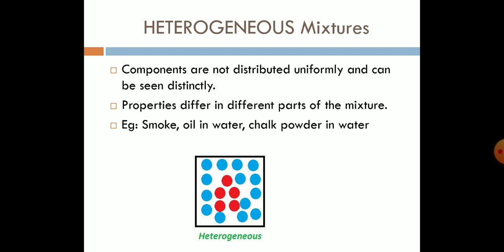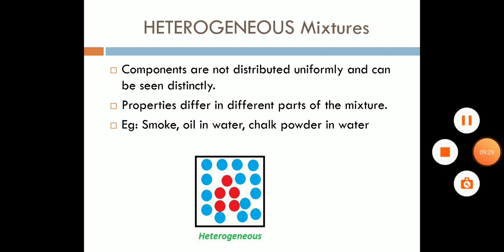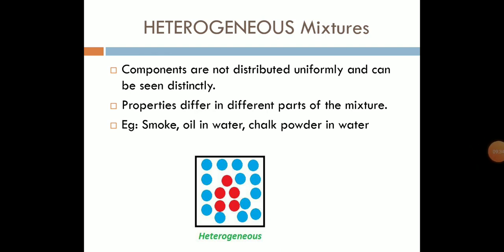Similarly, when we put oil in water, the oil will be floating. You can see the shiny layer on the top of the water. So you can distinctly separate those two things. That is why they are heterogeneous. Examples of heterogeneous mixtures are smoke, oil in water, chalk powder in water, etc.